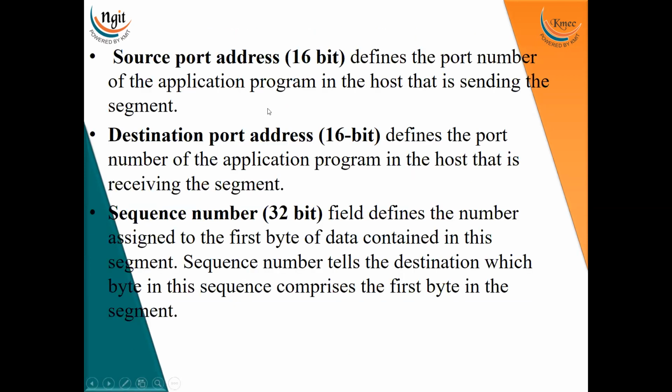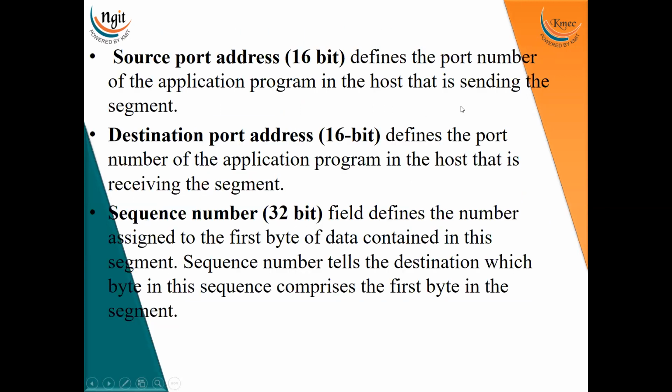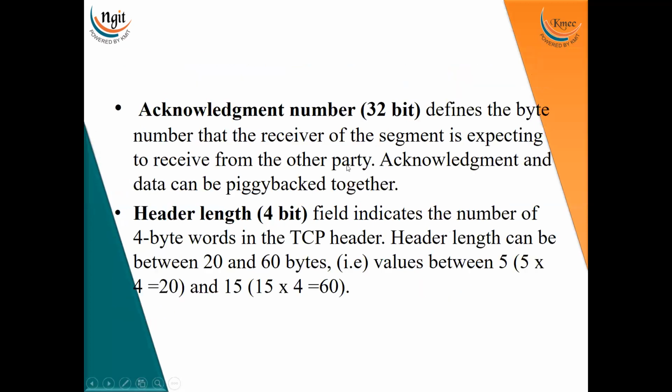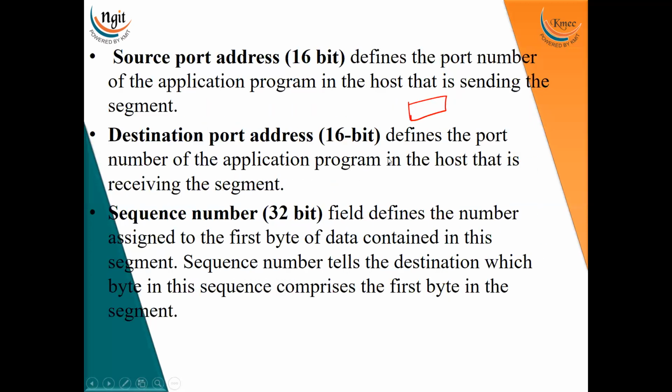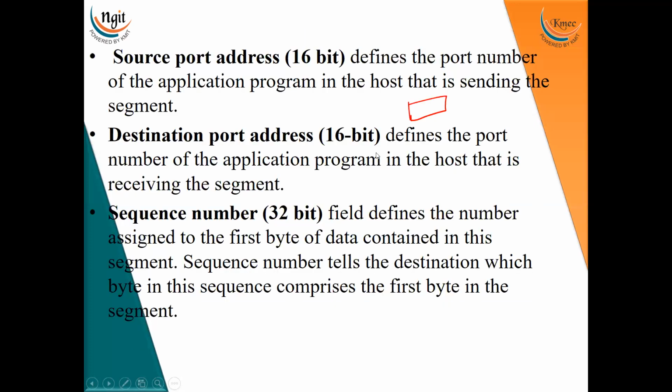The first part is the source port address. The source port address defines the port number of the application program in the host that is sending the segment. And what is meant by the destination port address? This destination port address is a 16-bit address. It defines the port number of the application program in the host that is receiving the segment.